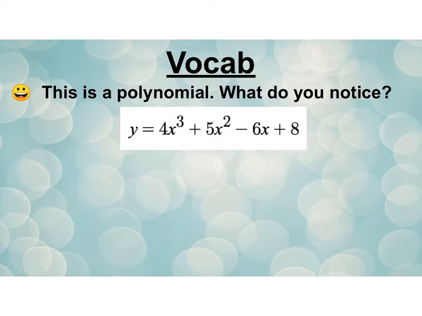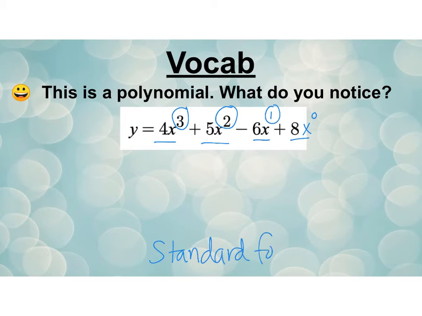This is a polynomial, so what do you notice? Well, first off, we have 1, 2, 3, 4 terms. Terms are separated by plus or minus signs. Also, we have x to the 3, x to the 2, x to the 1. This is essentially x to the 0, which is 1. So our exponents are in descending order. So this is standard form. So after you add, subtract, multiply, divide, you should make sure your answers are in standard form.